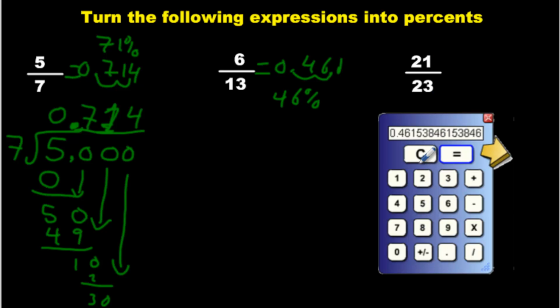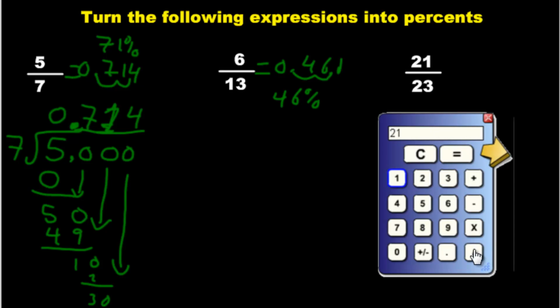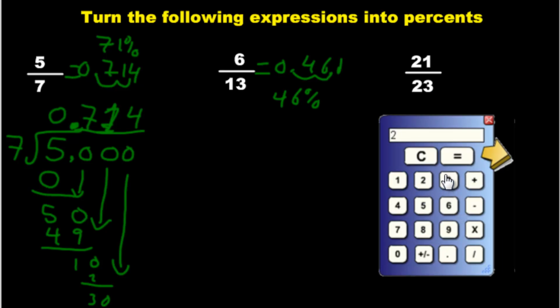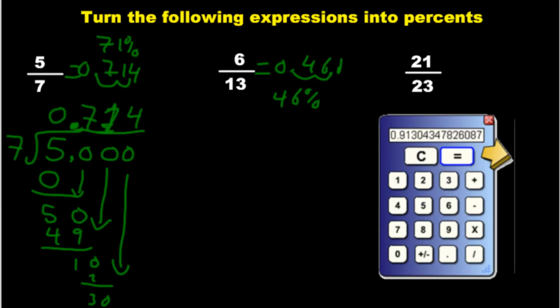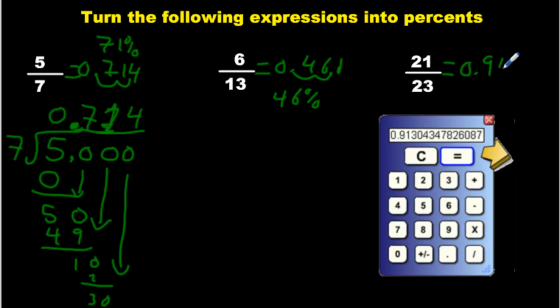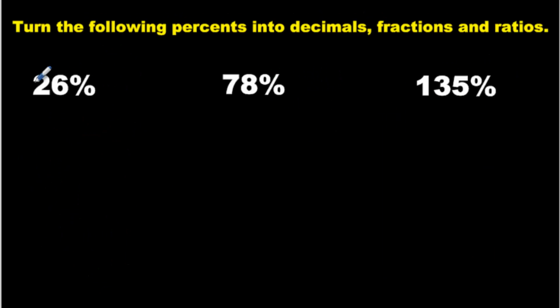21 out of 23. Let's do that one. 21 divided by 23 equals, look at this one. I'm going to write 3 numbers, 0.913. That 3 tells me that the 1 is going to stay the same. It only increases it if it's 5 or bigger. So I've got 91%. So if you got a 21 out of 23 mark on an exam, you've got yourself 91%.